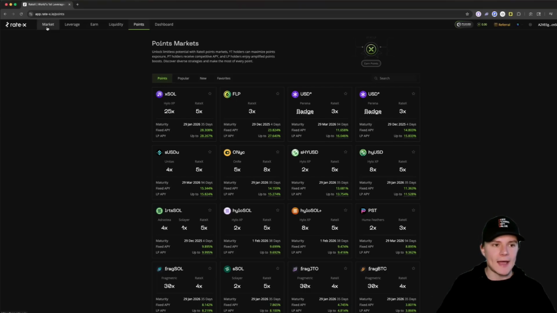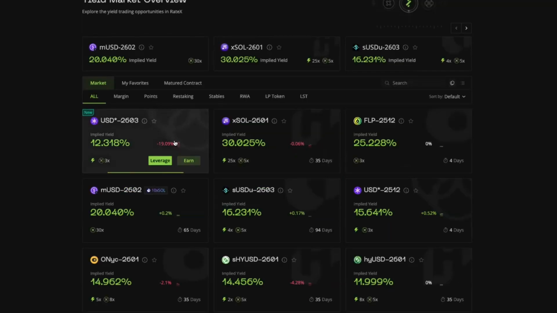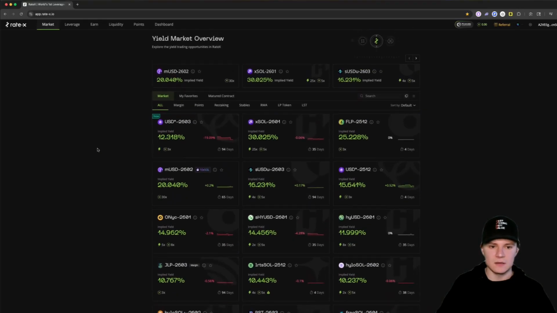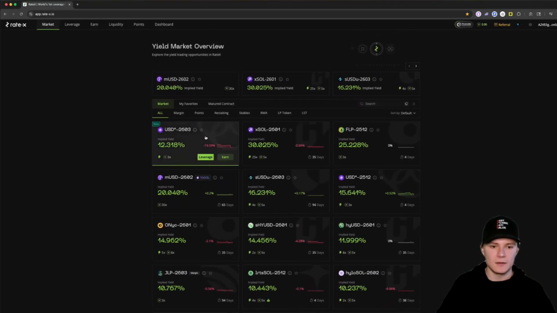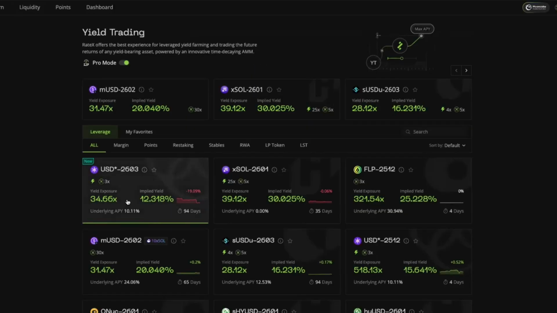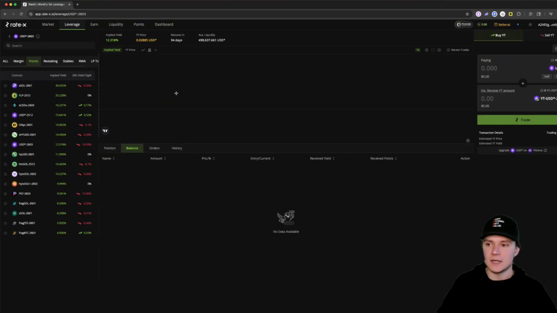So now let's take a look at RateX here. So we can see here, we've got the different markets. And let's take a look at, I'm going to use the USD star market, the Perena market. We're going to jump into that. So we'll go to the leverage tab. And this is the variable rate instrument and the points exposure. So we can see roughly 31.5x points exposure. USD star, we can see here about 35x points exposure, maturing in about 90 days.